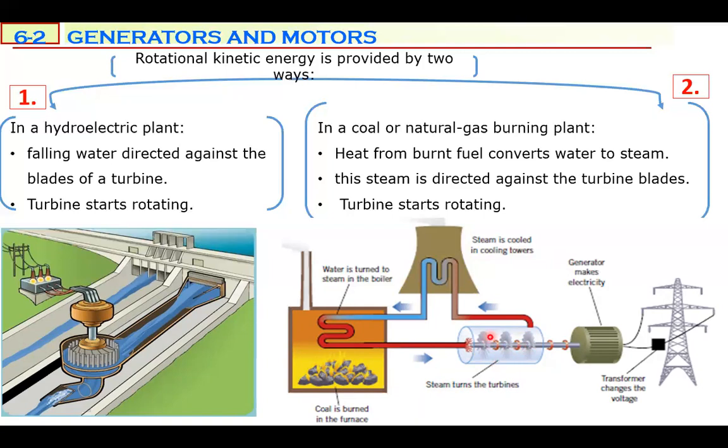After that, this turbine's rotation is transferred to the generator, so the generator's coil is rotating. As the generator's coil is rotating, electricity is produced and then the energy is sent to the city. So these are two basic methods of producing electrical energy. The rotational kinetic energy of the turbine is rotating the coils of the generator, and when the generator's coils are rotating, they induce an EMF and then send it to the city.